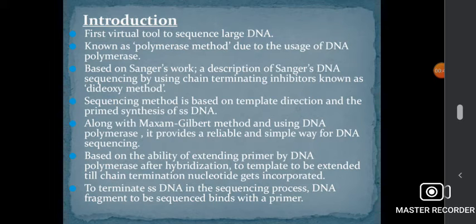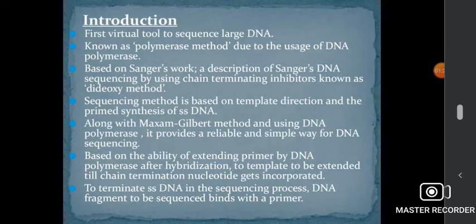Introduction. The enzymatic method of DNA sequencing was the first viable method to sequence large DNA. It is also known as the polymerase method due to the usage of DNA polymerase. This method is based on Sanger's work, the dideoxy method, which uses chain termination inhibitors. The sequencing method is based on template-directed and primed synthesis of single-stranded DNA. Along with the Maxam-Gilbert method and using DNA polymerase, this method provides a reliable and simple way for DNA sequencing.